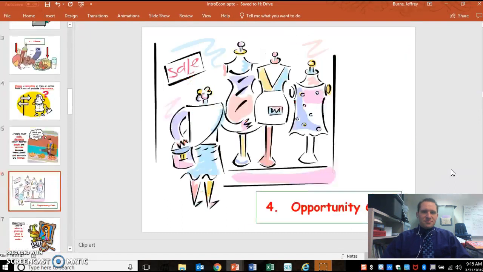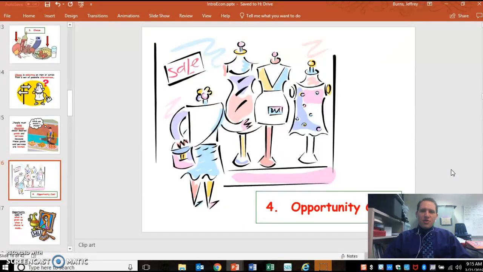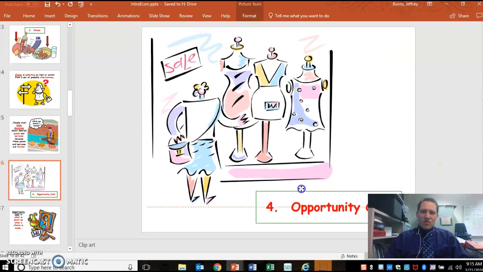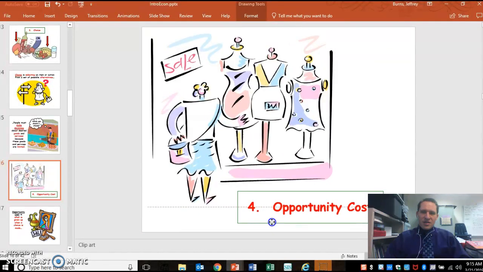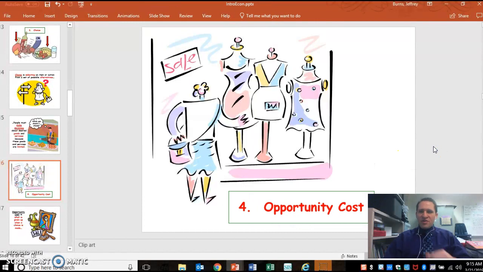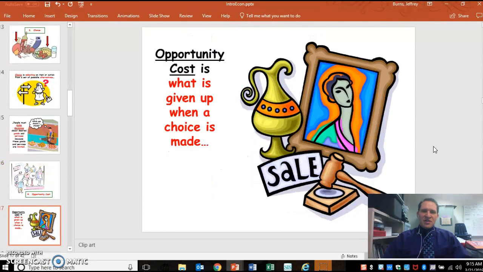We'll see. All right, so the one you give up is called the opportunity cost. Opportunity cost is the one that you give up. That's kind of the opposite of a choice. So when you make a choice, you choose one thing. Everything else that you didn't choose is your opportunity cost. Okay, so that's what you're going to write on those two lines there: what is given up when a choice is made.